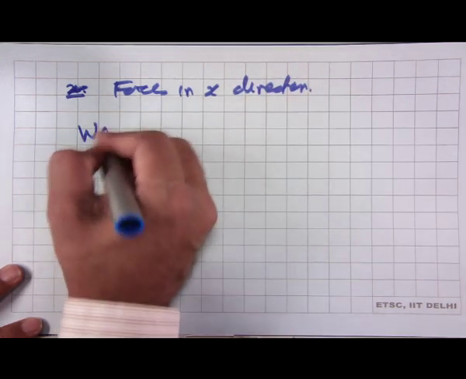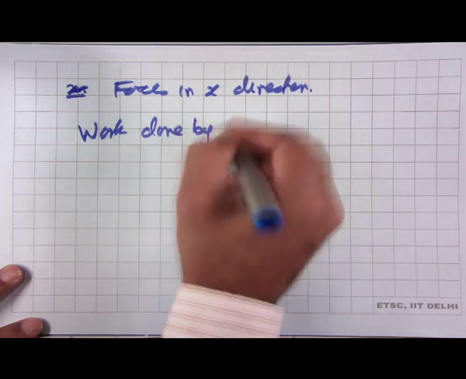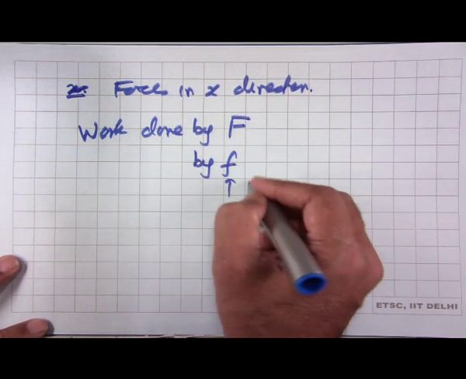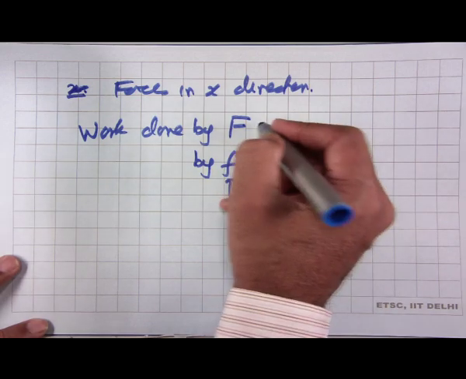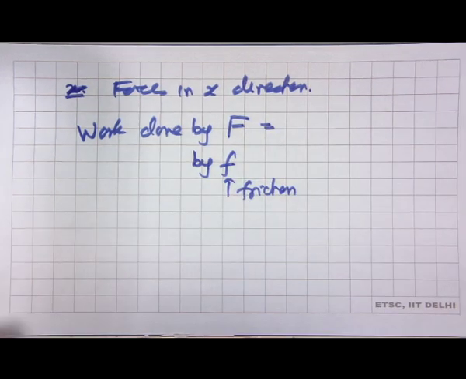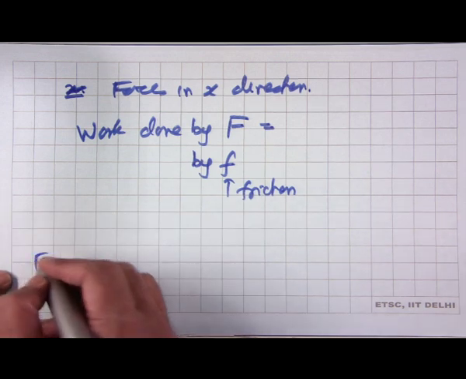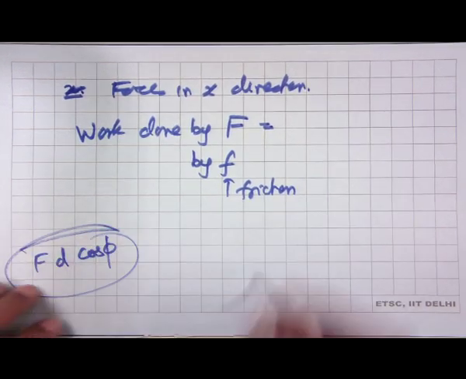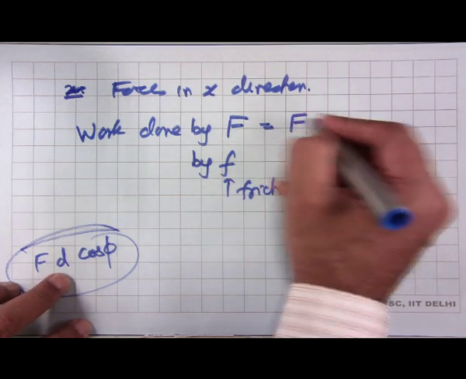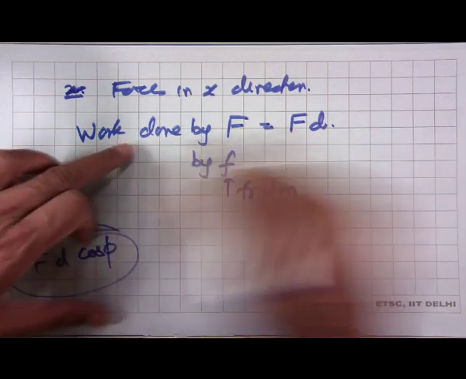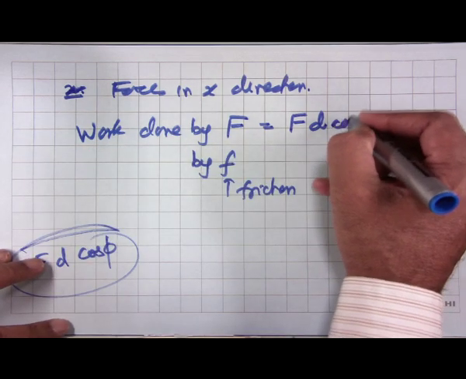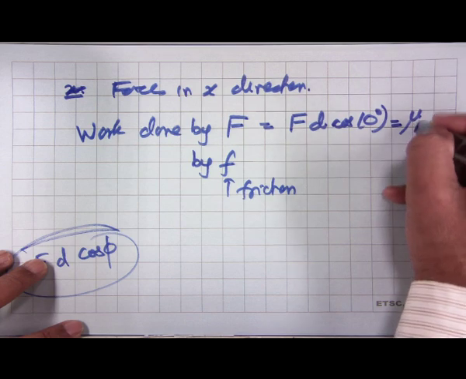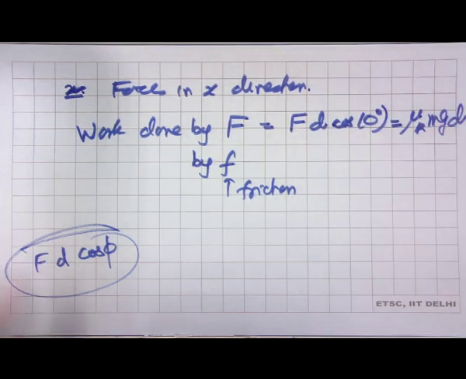So, work done by F, the external force, and work done by friction. Again we use the formula, work done is F times d times cosine phi. Work done by F is F times d, and since this is in the direction of displacement, we have cosine of 0 degrees. So, this will be F times d, which is mu k mg times d.